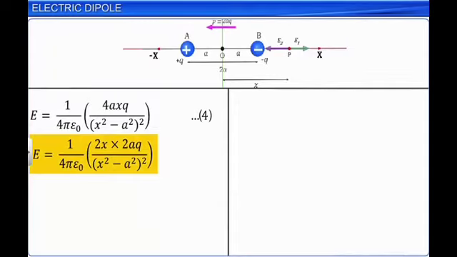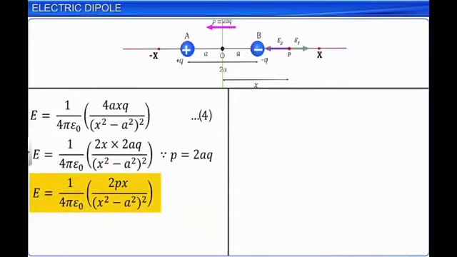In this equation, 2aQ is the magnitude of the dipole moment p. Therefore, E is equal to 1 by 4 pi epsilon naught 2px by (x square minus a square) whole square. Let this be equation 5.